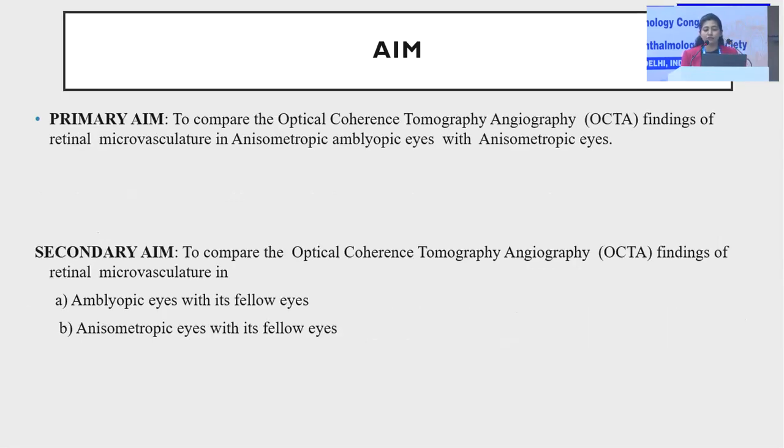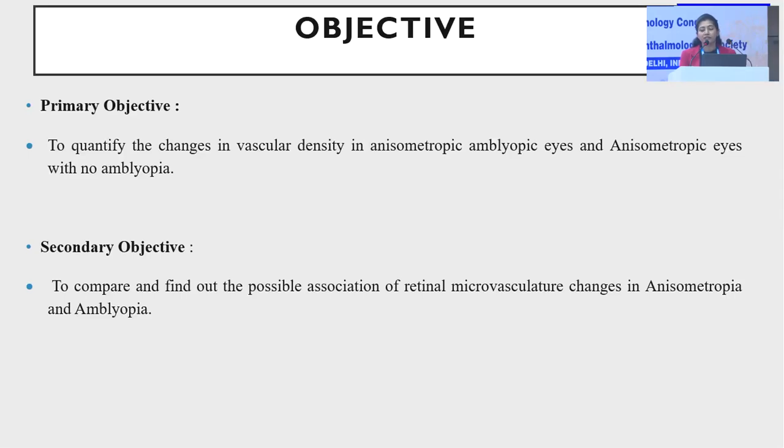Our primary aim was to compare the OCTA findings of retinal microvasculature in anisometropic amblyopic eyes with anisometropic eyes. And our secondary aim was to see the OCTA findings and compare the amblyopic eyes with their fellow eyes and anisometropic eyes with their fellow eyes. Our primary objective was to quantify these changes, see the changes in the vascular density in anisometropic amblyopic eyes and anisometropic eyes. And our secondary objective was to compare and see if there is any possible association of these retinal microvascular changes in anisometropia and amblyopia.